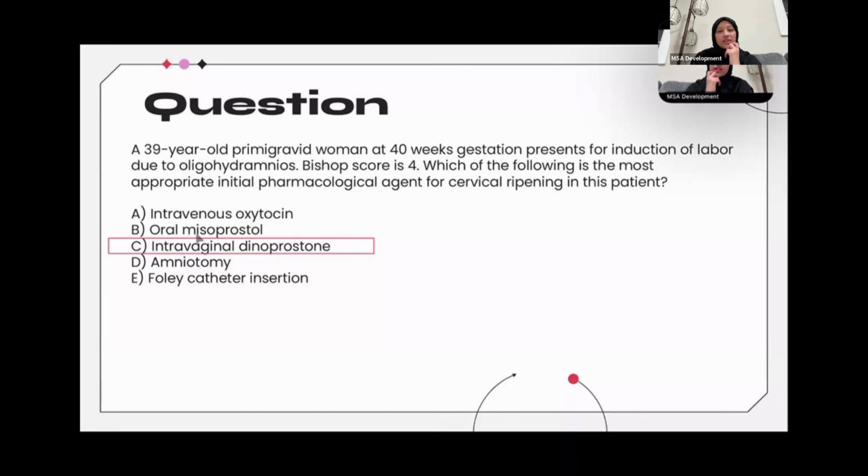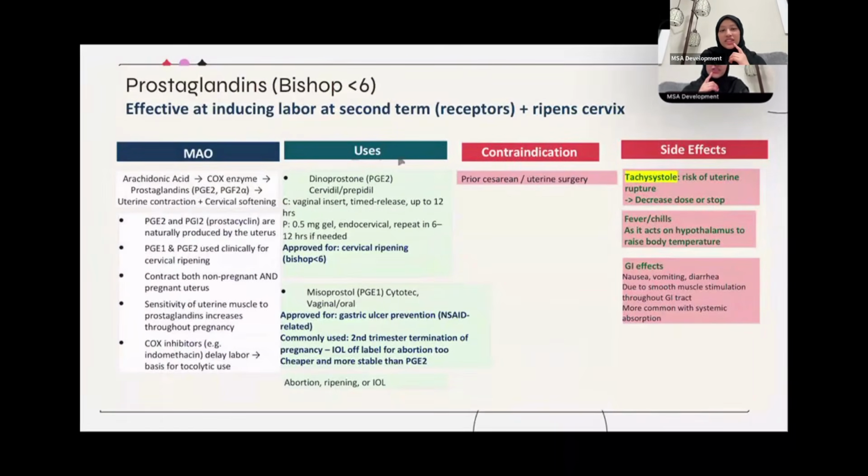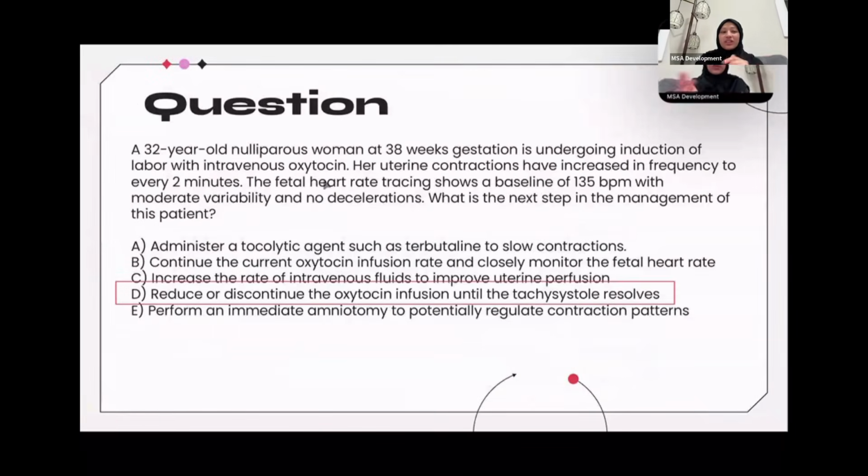Oral misoprostol is fine, but I think dinoprostone is better to use. It's also much easier than giving orally at this point. That's the reason why I put this one before this. I think PGE2 is more used. PGE1 is more used for abortion. So that's the difference. This is more over the counter. So for induction of labor, dinoprostone is used more.